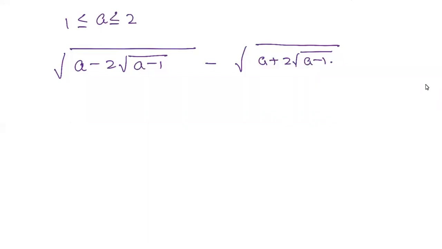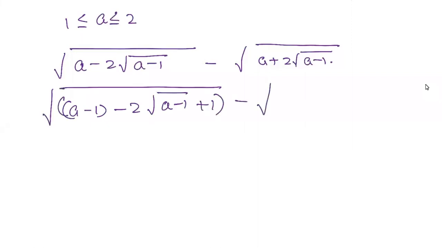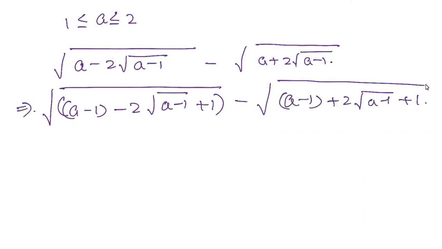So look. First way, what we can do. I'm writing a minus 1. So if we are subtracting 1, I have to add 1 minus a minus 1 plus 1. Right. So this a minus 1, this will be under root a minus 1 ka whole square. This is under root a minus 1 ka whole square.